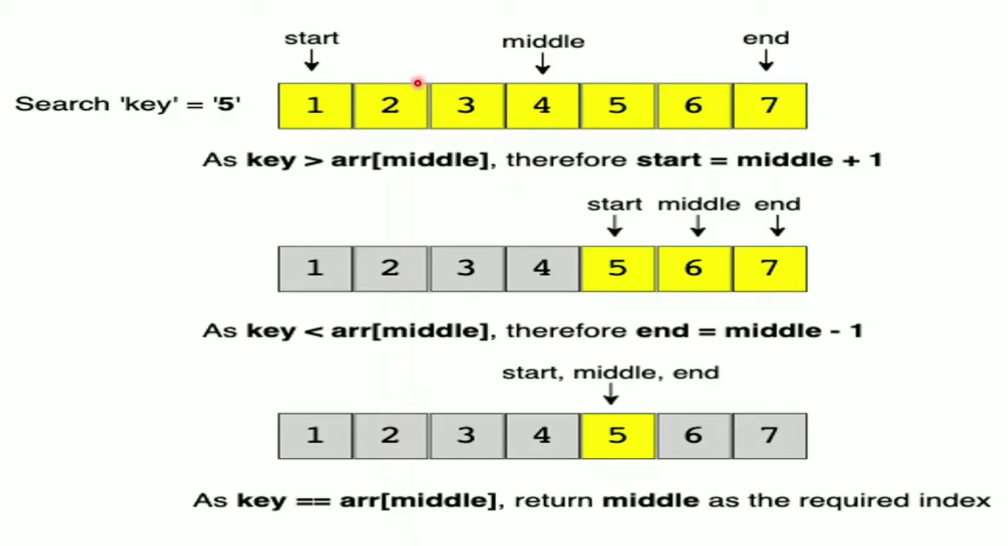In this case, our search key is greater than the middle value, so we will discard all the values up to the middle value. Then we will make our start as middle plus 1. So now our start is 5 and our end remains the same. In the next step, again we will find the middle. With the values 5, 6 and 7, our middle value is 6. Again we check whether our search key is greater than or lesser than the middle value. In this case, it is lesser than the middle value. Therefore, we will make our end as middle minus 1. That means we will discard all the values from the middle value onward, including the middle value.